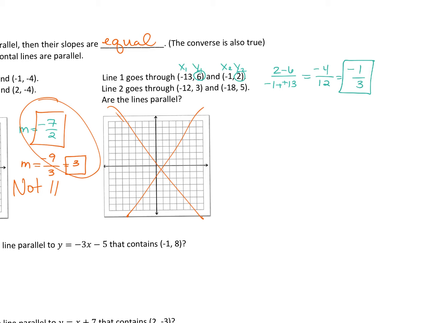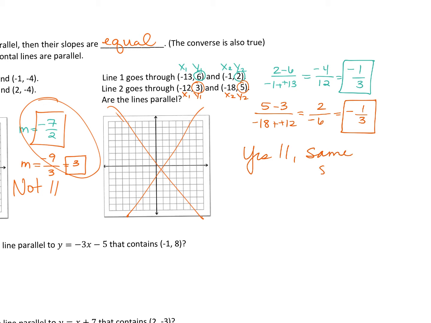Find the slope of our second line. If I call this x1, y1 and x2, y2, do the same thing. 5 minus 3 over what? Negative 18 minus a negative 12, which is plus 12. So we get 2 over a negative 6, which is a negative 1/3. Are the lines parallel? Yes. We would say yes, they are parallel because they have the same slope. So parallel lines will have the same slope every single time.